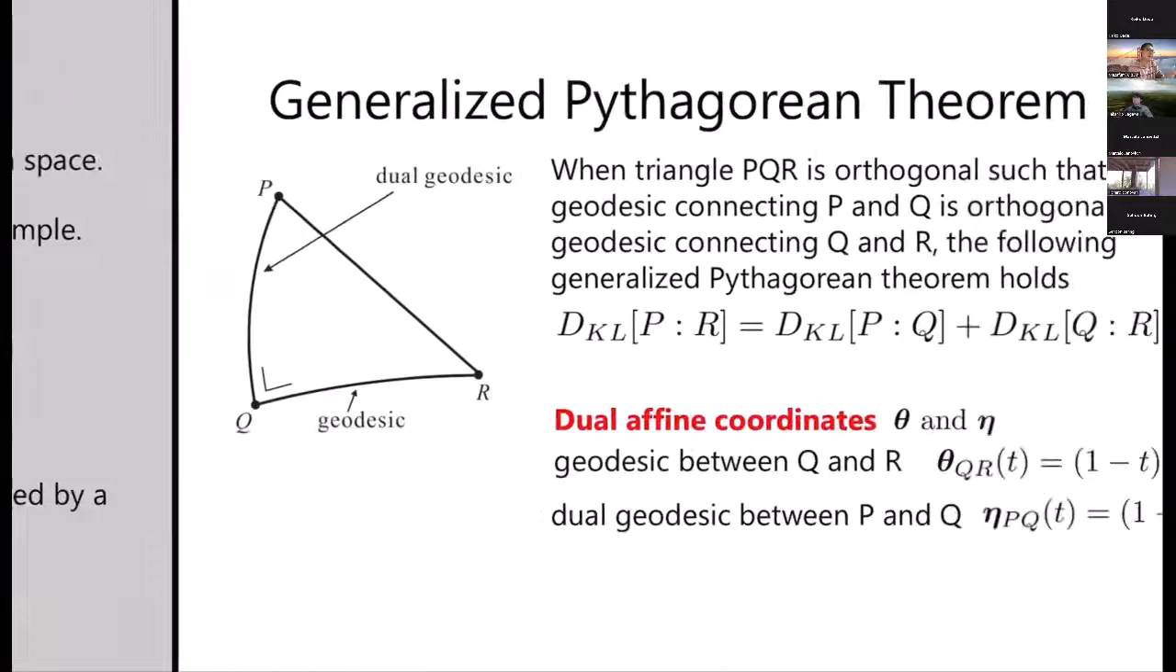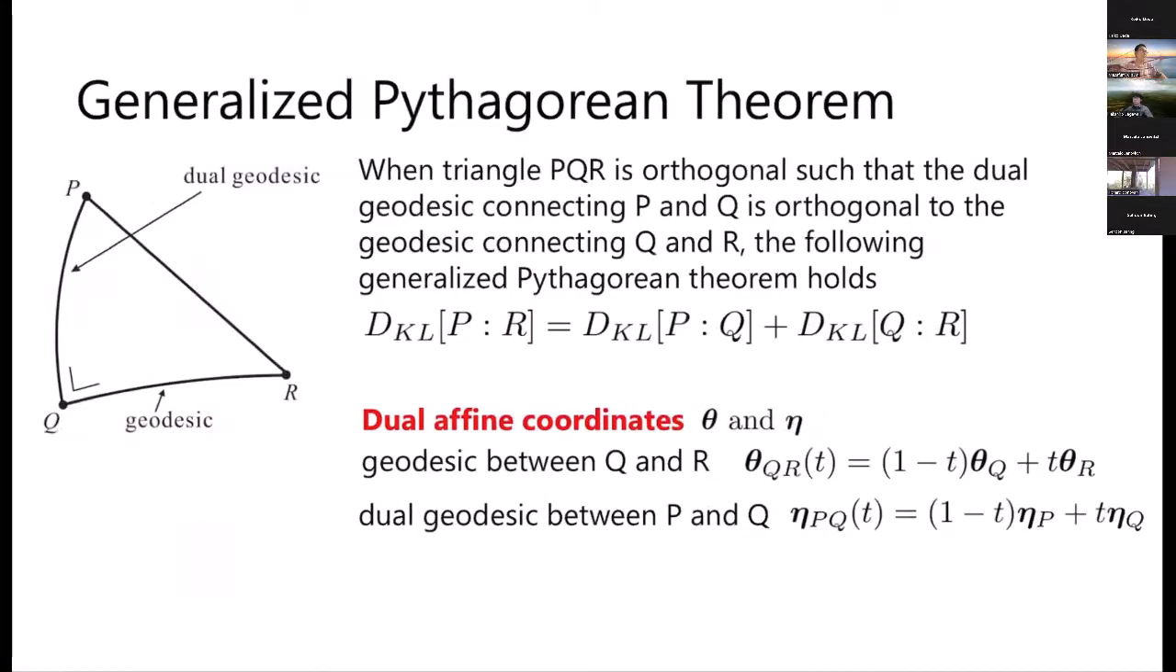And in this dually flat manifold, we have a very useful theorem, which is the generalized Pythagorean theorem. When the triangle PQR is orthogonal, such that the dual geodesic and the geodesic are orthogonal, then the following generalized Pythagorean theorem holds. This is the KL divergence: KL divergence PR is equal to KL divergence PQ plus QR.